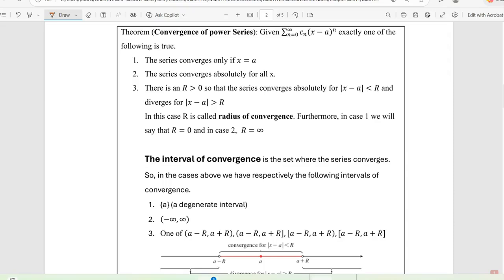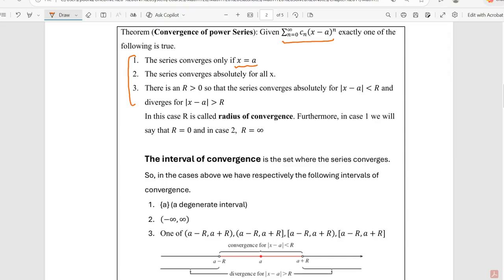Here we have a theorem which defines where the power series is convergent. For a power series, as we already defined, exactly one of the following is true. So there are 3 possibilities. Out of the 3 possibilities, only one is true. Let's see what they are. The series converges only if x is equal to a.